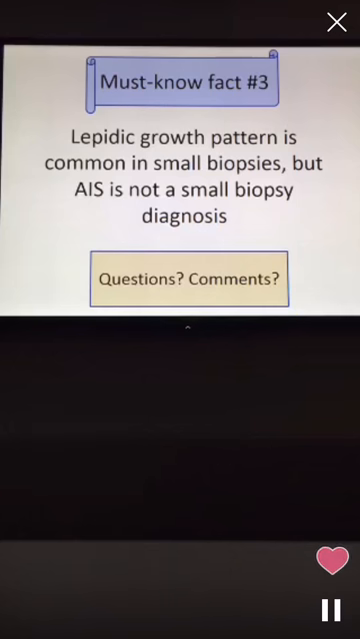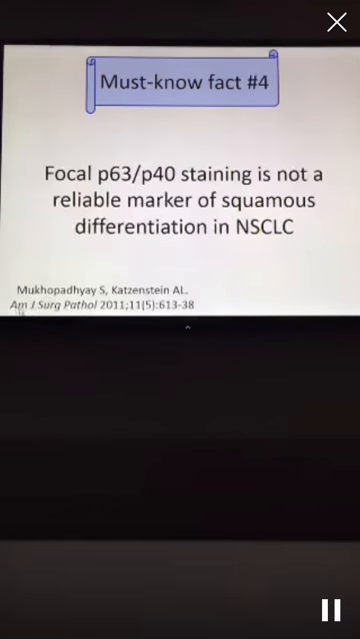That's correct. So just to repeat it for our Periscope audience, it's perfectly legitimate and might actually be very helpful to say what the nuclear grade is, to mention that either in the diagnosis or the comment, just to indicate that cytologically this looks like a low-grade tumor. That's a very good point. But again, we should not be using the term adenocarcinoma in situ in any kind of small biopsy specimen or cytology. Okay, everybody all right with that?